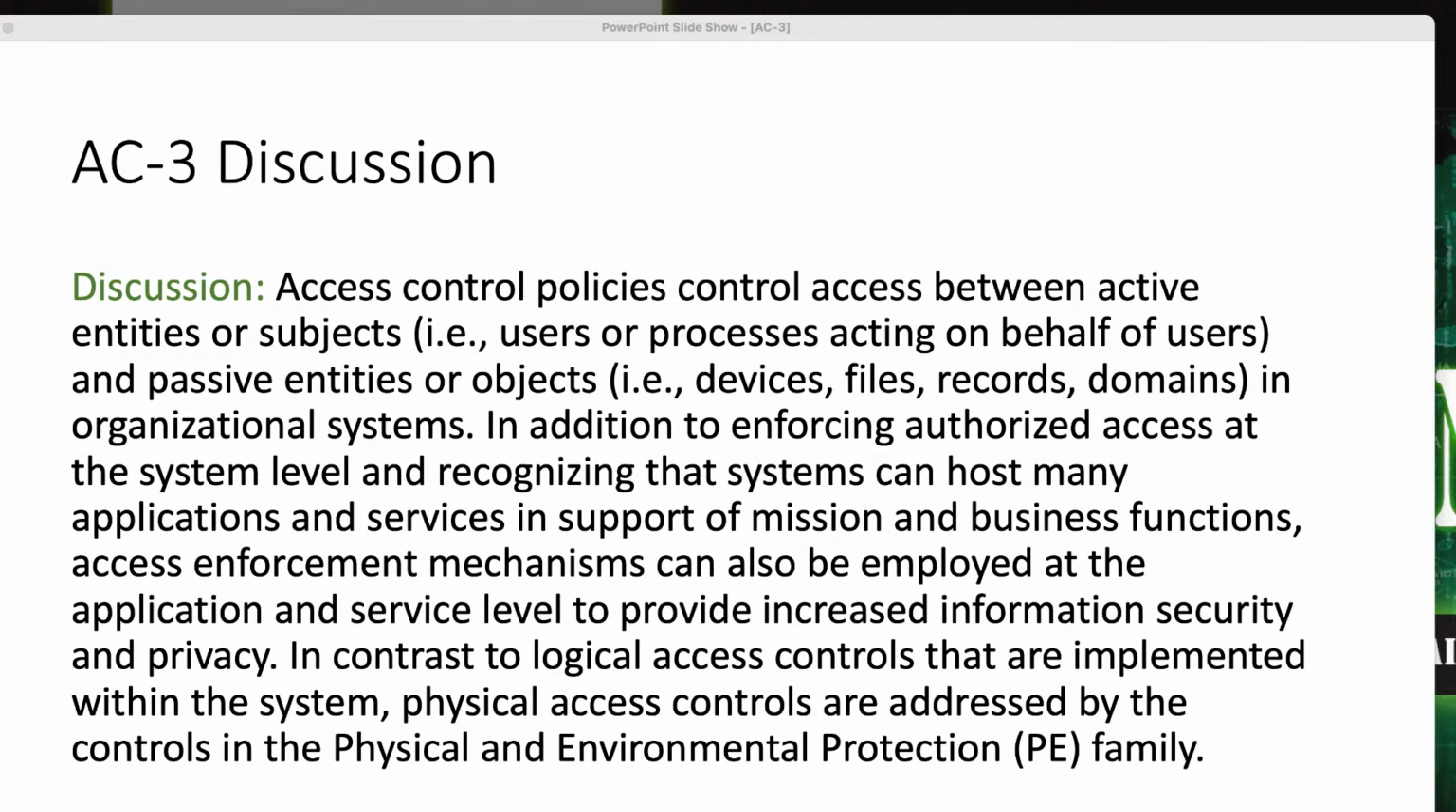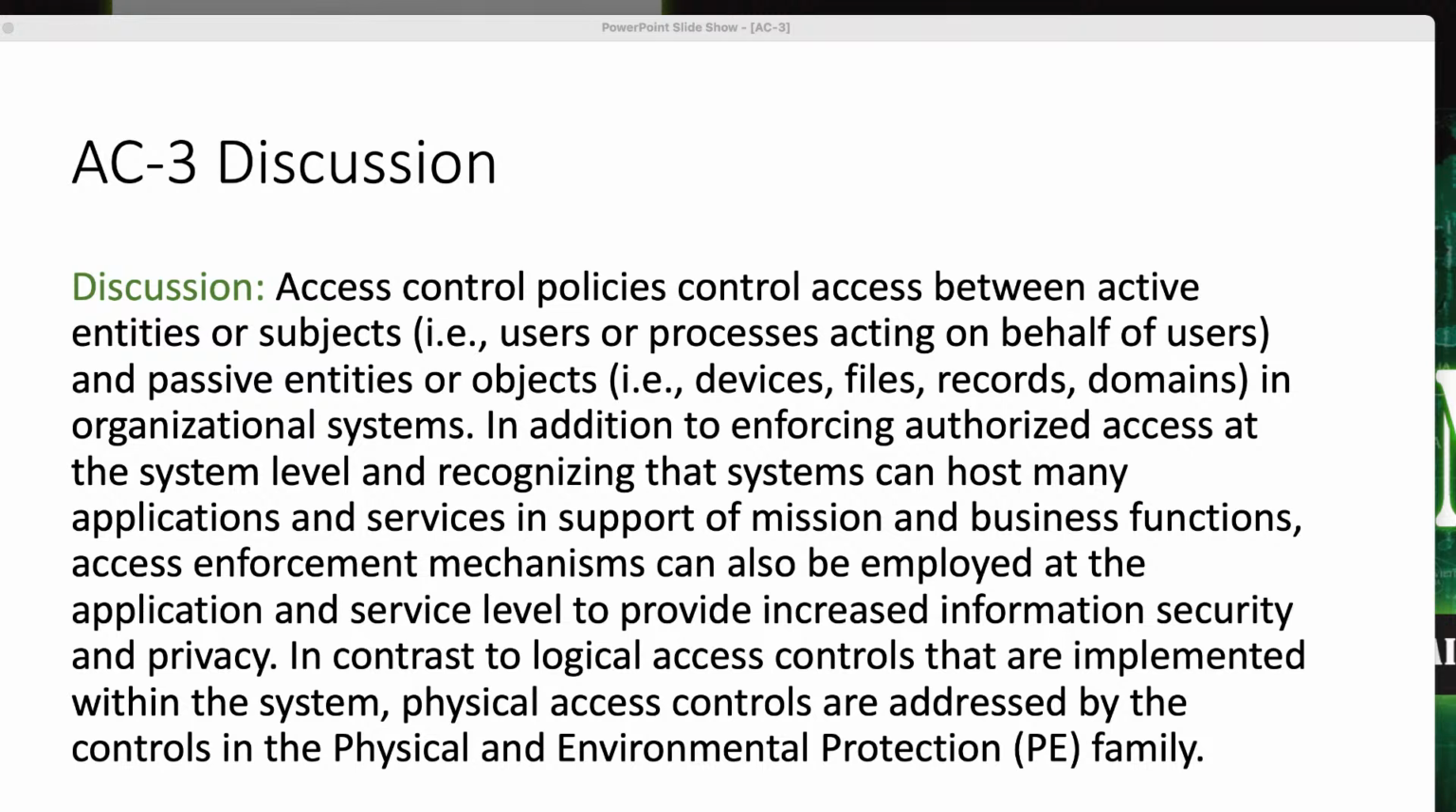So discussion around AC-3 is access control policies control access between active entities or subjects, users or processes acting on behalf of users, and passive entities or objects, i.e. devices, files, records, domains in organizational systems. So all we're saying is subjects, those are people, those are system accounts, those are machine accounts. That's the subject. And then the object is things that we're trying to get to. Files, printers, devices, whatever are the objects in the operating system.